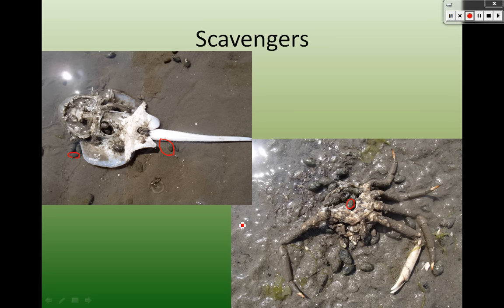And what makes them scavengers is that they didn't kill the skate or the crab. They waited until they died and then they ate them, compared to, say, an eagle that is going to kill its food.